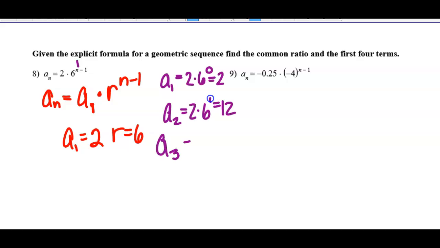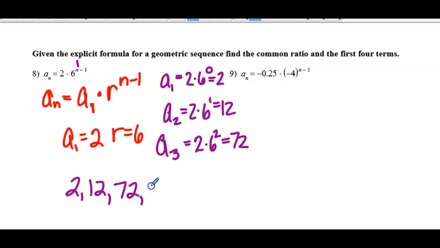A sub 3 would be 2 times 6 to the 3 minus 1, which would be 72. Okay? So find the first 4 terms. We have 2, 12, 72, and then if we multiply by 6 again, we get 432. And find the common ratio. The ratio was 6.